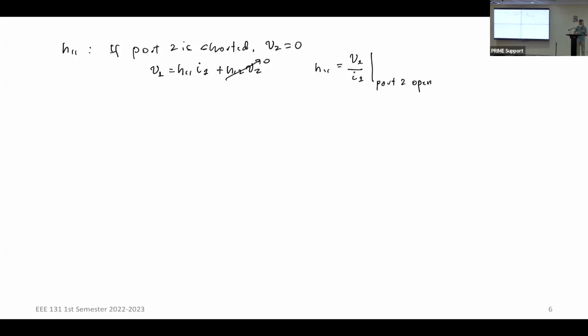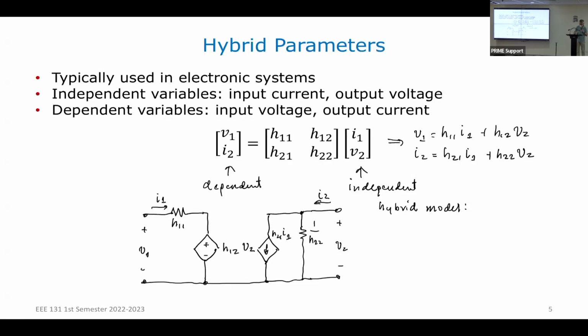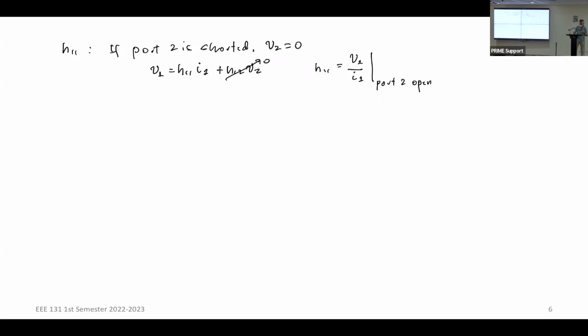Sorry, port 2 shorted. Ano ba naman? Port 2 shorted, no? Sorry. Port 2 shorted. And you call this your short circuit input resistance, no? Or input impedance. In general, you say impedance, no? Short circuit input impedance or short circuit input resistance. Okay. What about H12?